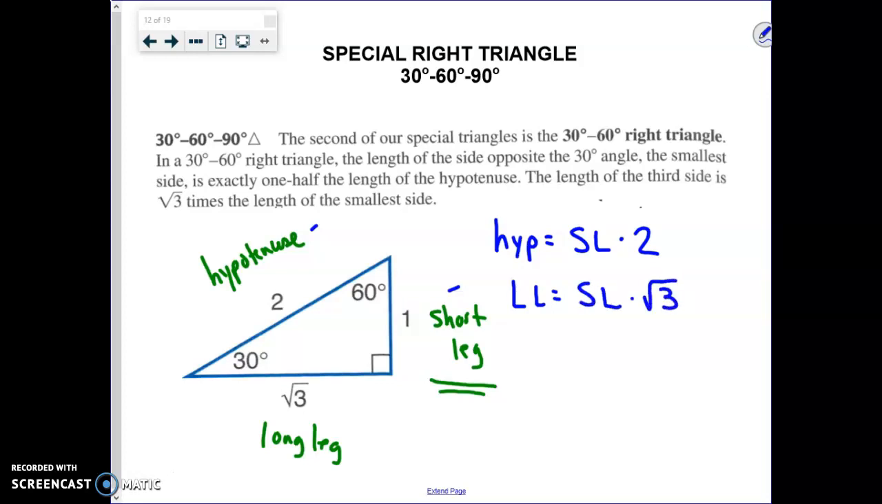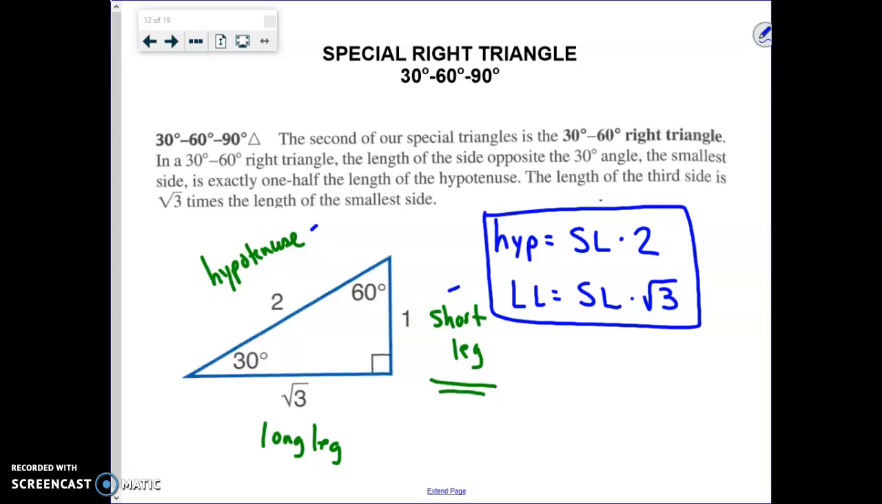Now, again, how do you get these relationships? The Pythagorean theorem. But they allow you to find missing sides on this 30, 60, 90 triangle without having to use the Pythagorean theorem. So if you forget these, you can always fall back on your Pythagorean theorem. Again, the hypotenuse is equal to the length of the short leg times 2, and the long leg is equal to the short leg times the square root of 3. So two down, one to go.